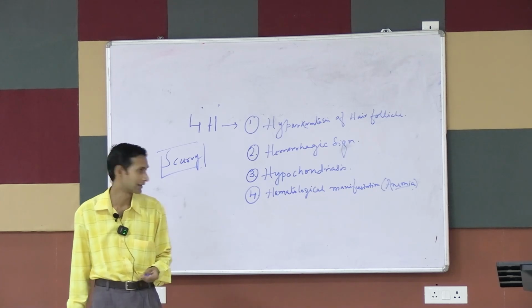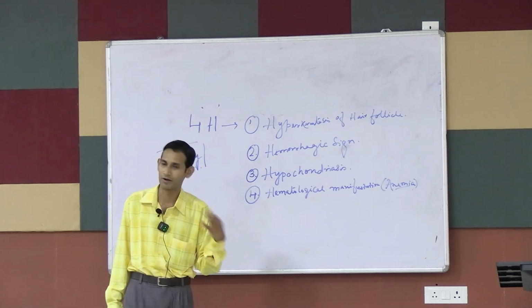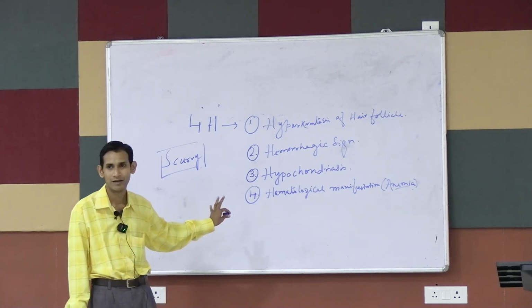Hypochondriasis, that is the health related anxiety problem, and hematological manifestation, most important is the anemia, that is due to the blood loss. You have to remember just 4H.